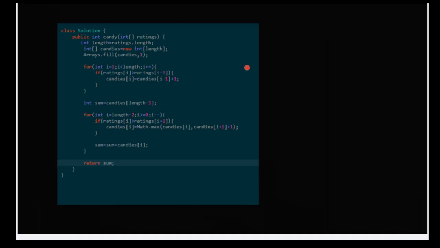So as you guys can see, we are using order of n here and order of n traversal. So obviously 2 times order of n is actually order of n. So that's what our time complexity is.